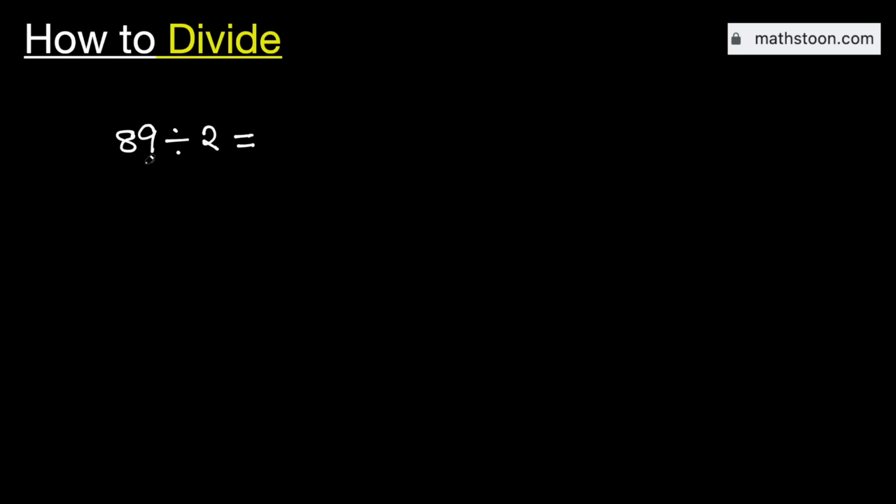In this video, let us learn how to divide the number 89 by 2 using the long division method. Consider the first digit 8. We know that 2 times 4 is 8. Subtract, we get a 0. As 0 is less than 2, so we will bring down this adjacent 9 here.